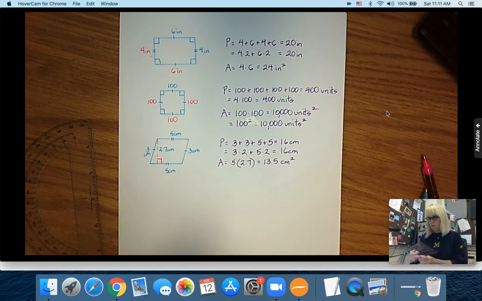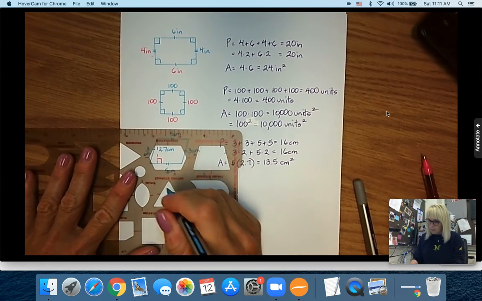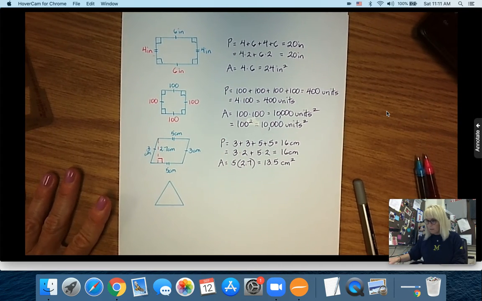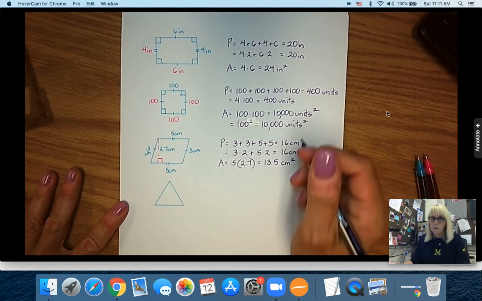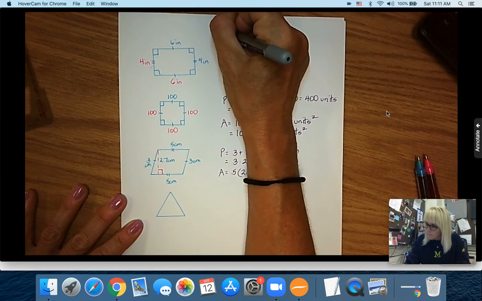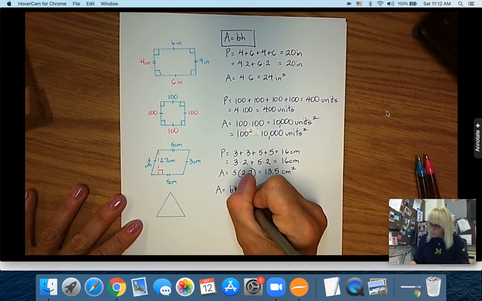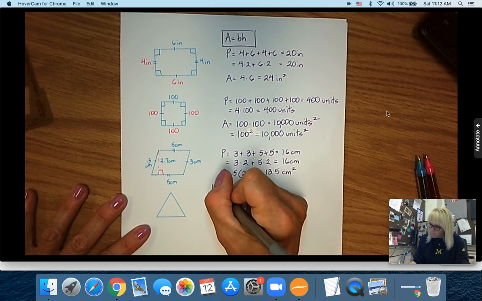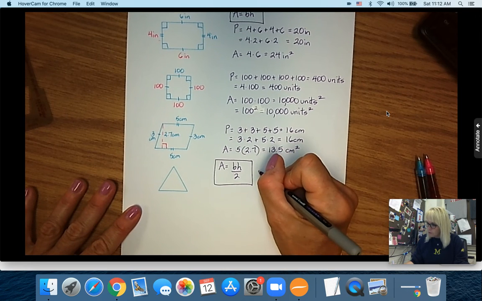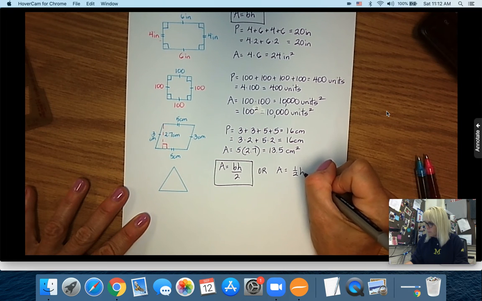Let's move on to triangles. For some reason, triangles are tricky for people. And I think it's the formula because you have to divide by 2. So let me write down the formula. For all of these, it was area equals base times height. Okay? For the triangle, it's area equals base times height divided by 2. Okay? I like to say divided by 2. A lot of teachers will, and you've probably heard it this way, do 1/2 base times height.